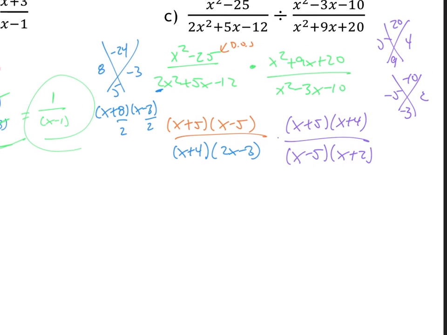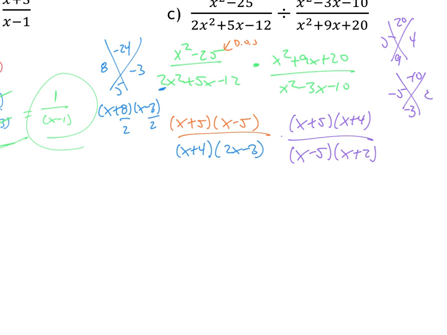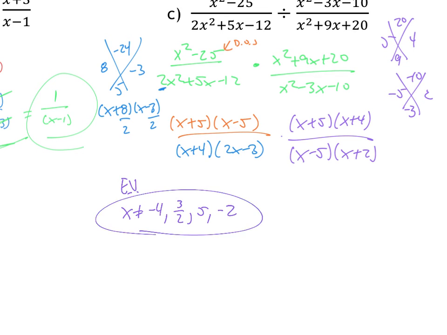So let's look at this here. My excluded values. X cannot equal here. The first one is negative 4. Plus 3 divided by 2, so 3 halves. 5 and negative 2. So write that out, keep it.